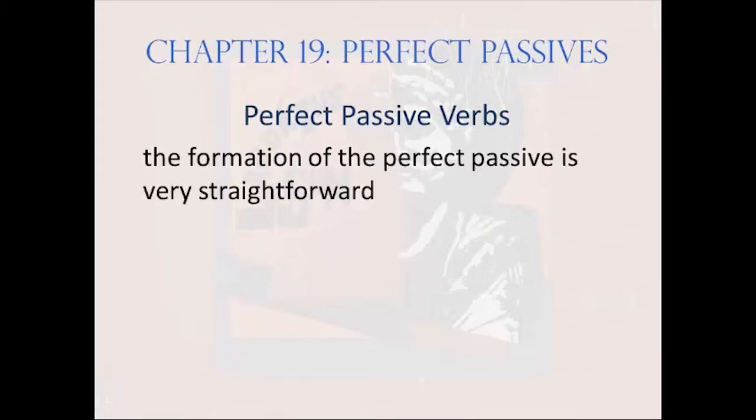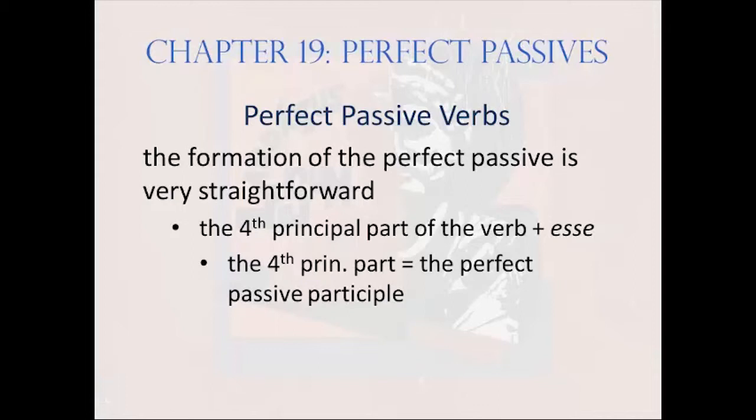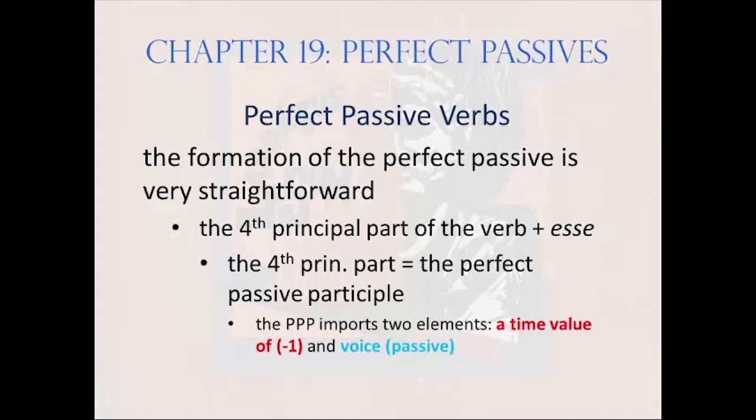Perfect passive verbs. Compared to the present passive, the perfect passive is remarkably straightforward. It involves only two verb elements, the fourth principal part of the verb, plus a form of esse, the verb to be. The fourth principal part, which finally comes into play after all the chapters you've been memorizing it, is actually the perfect passive participle. Perfect, meaning it carries a time value of -1, and passive, meaning it imports a sense of passive voice. When it stands alone, it's translated as having been whatever the verb is, praised, for instance.